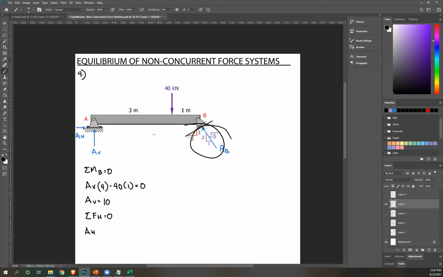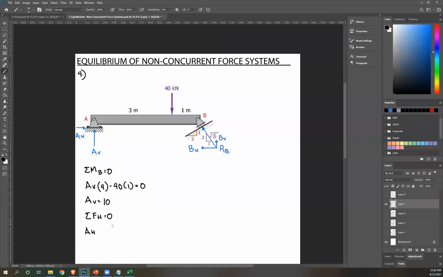There's a horizontal component to this force. I'm going to place the component here. Since we're not taking moment, the position of your component does not matter. So let's call this the horizontal component of my reaction at B, BH, and then this is the vertical, BV.